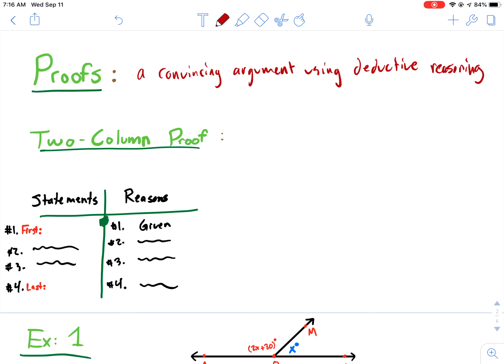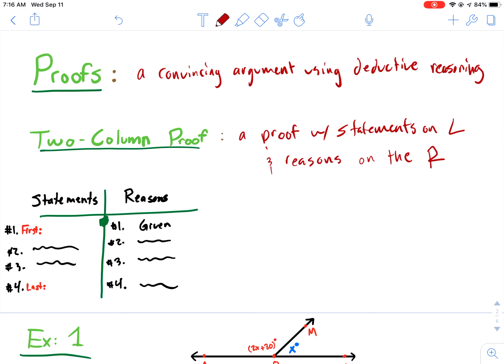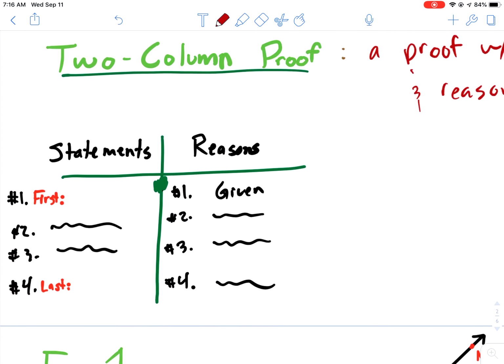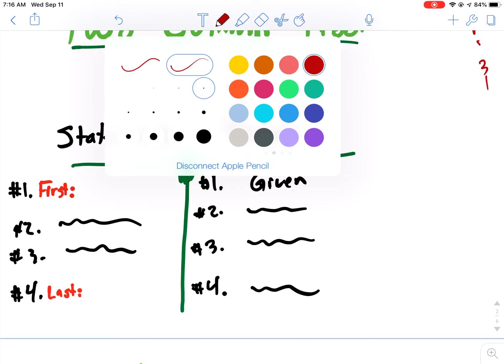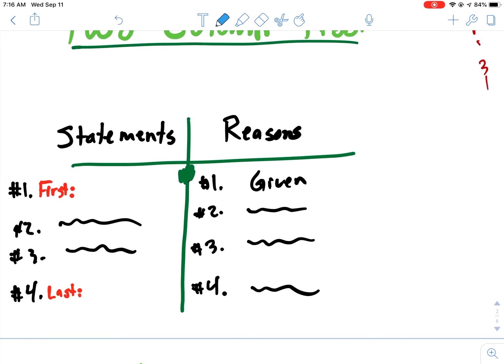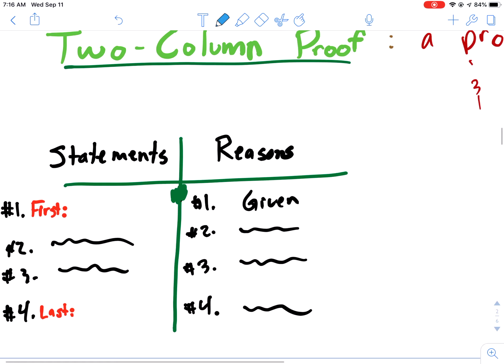A two-column proof is a proof with statements on the left and reasons on the right. Obviously, the reasons are related to the statement that is on the left. Over here we have an example of what a table would look like, a two-column proof.